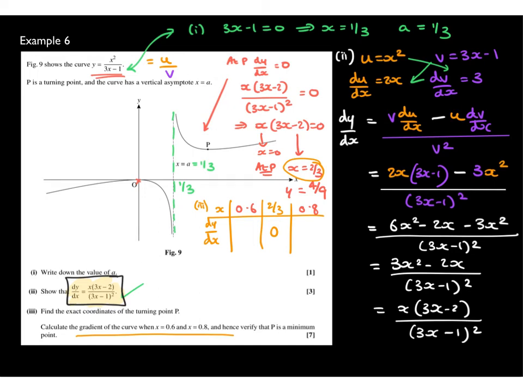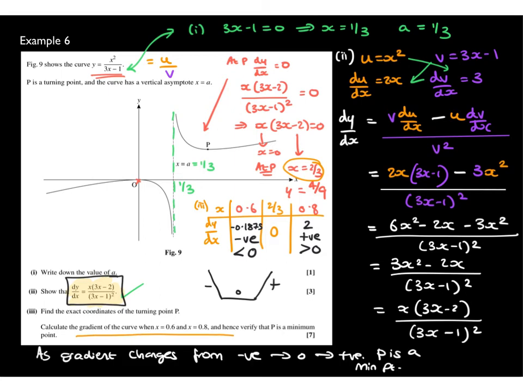So when x equals 0.6, dy by dx is negative 0.1875, so it's negative, it's less than 0, which means we have a negative gradient to start off with, then we have a 0 gradient. What happens when x is equal to 0.8? We get a gradient of 2, which is positive, greater than 0. So the change in sign of the gradient shows us that P is a minimum point. We must ensure we make some kind of statement explaining what we've done at the end of the question.